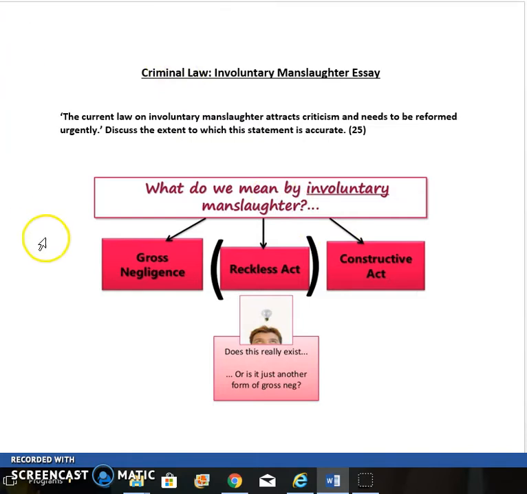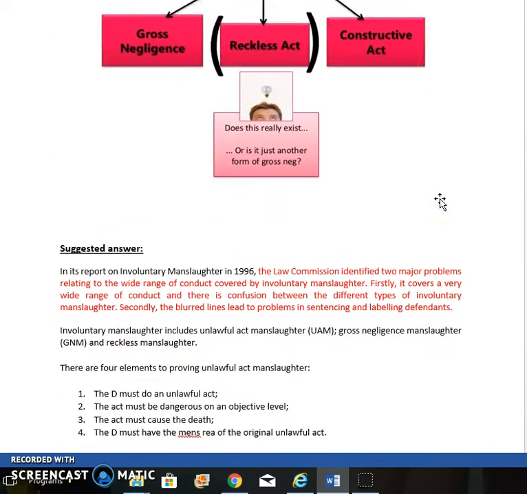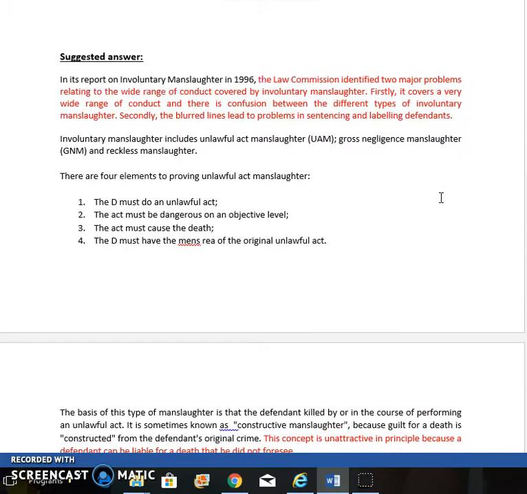So to answer this question, we need to explain the different types of involuntary manslaughter, and we need to evaluate each area, talking about any problems that exist. You get 10 marks for AO1, which is knowledge of your cases and rules, but you get 15 marks for your AO2, where you're evaluating whether the law is in need of reform or not, answering the question. So if we scroll down to my suggested answer, as usual, I've done the AO1 comments in black font and the AO2 comments in red font.